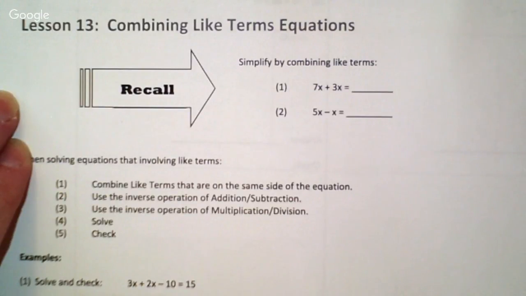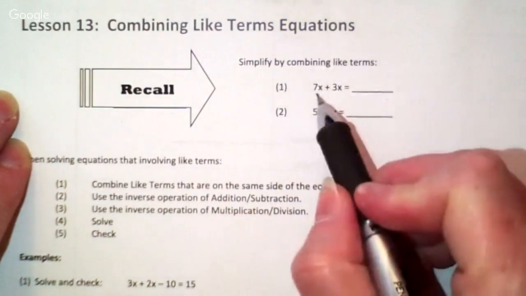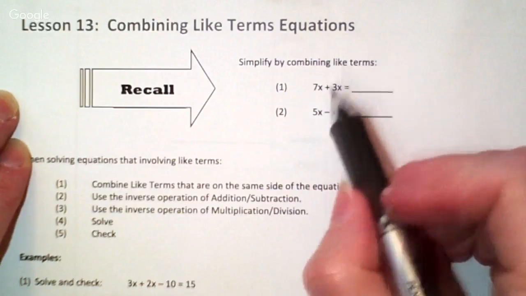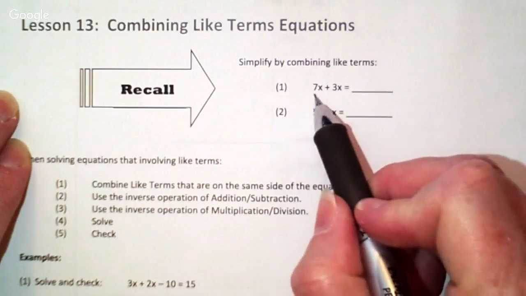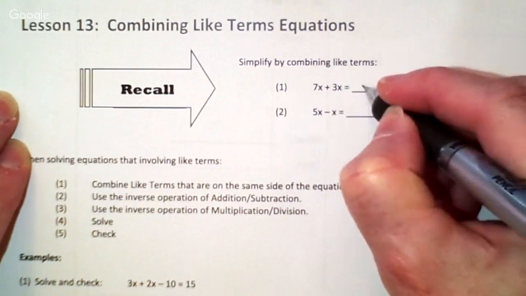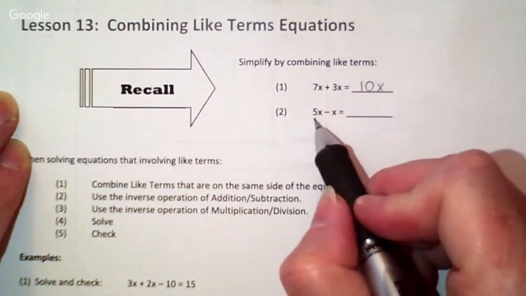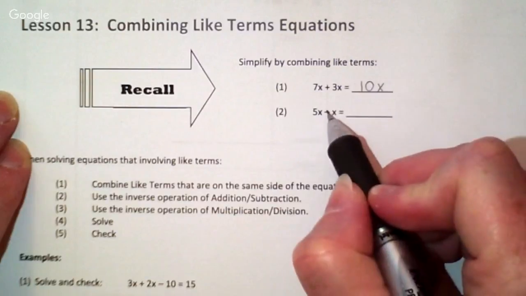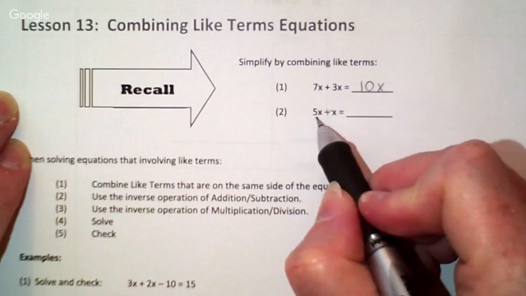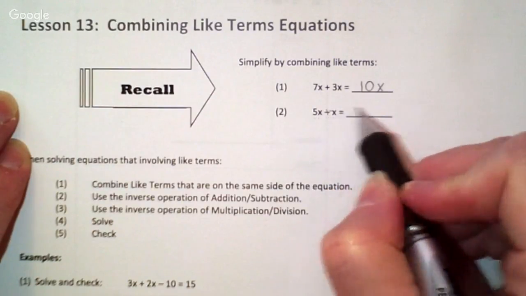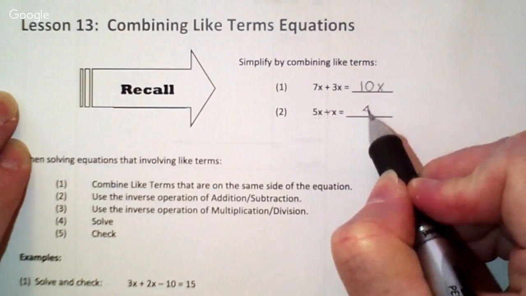This lesson is lesson 13, combining like terms. The first thing that we want to do is recall that simplifying by combining like terms, you've got to make sure that our variables are the same. So in this first one, 7x plus 3x is 10x. 5x minus x, or leave, change: 5x plus negative 1x is 4x.